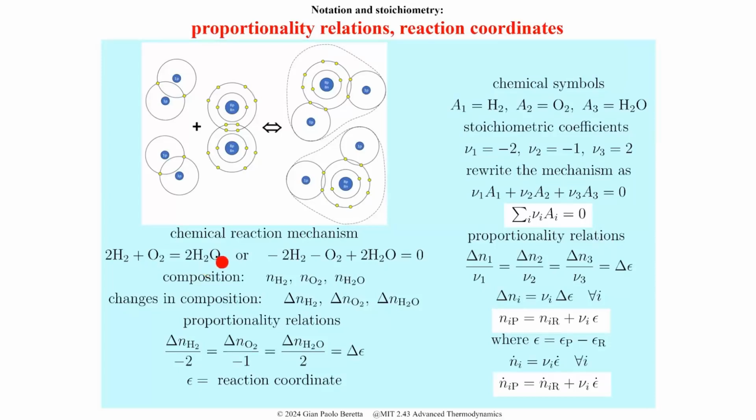You can also, once you have written it this way, put them all on the left-hand side, with the stoichiometric coefficients positive for what you will consider the products of the reaction, and negative for those that you will consider the reactants.